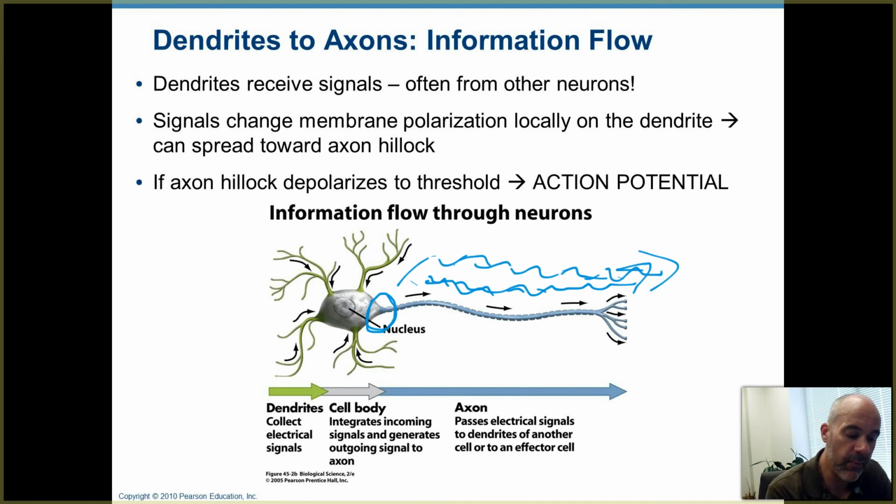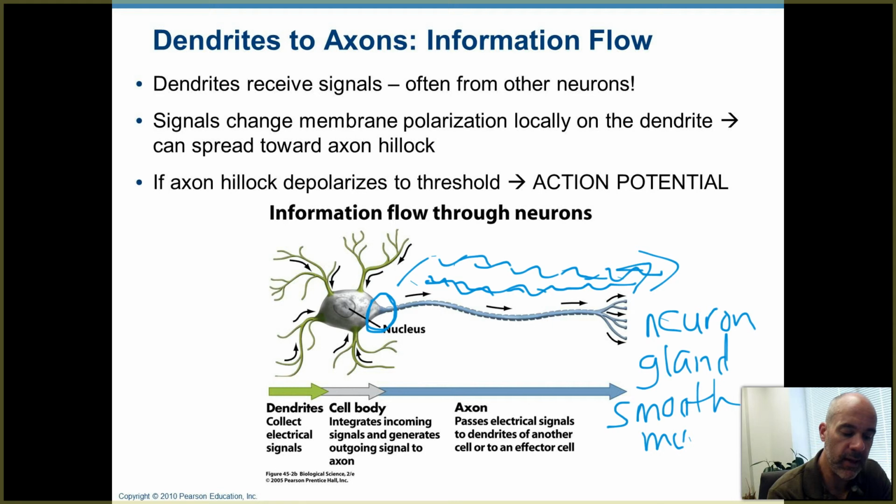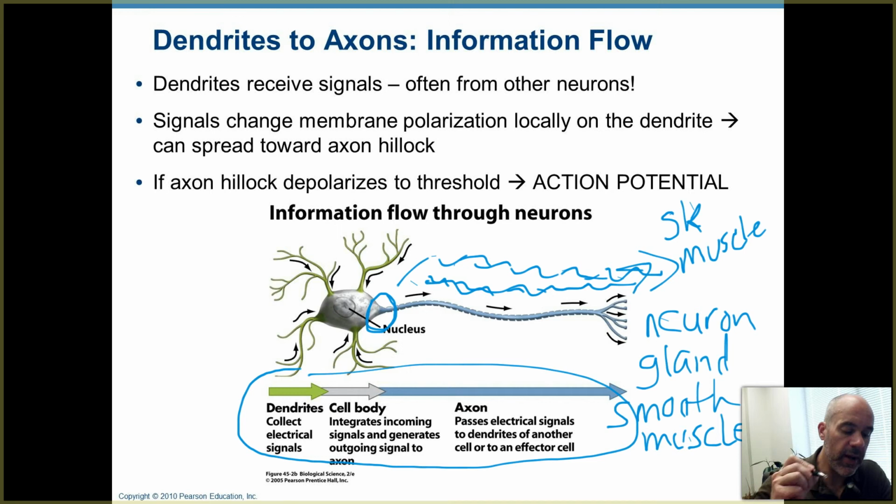And then this neuron might be forming synapses over here with another neuron, or it could be a gland, depending on the type of neuron. It might be smooth muscle that's present in the wall of a hollow organ, like your heart or the stomach or the large intestine, or it could be a motor neuron that's controlling skeletal muscle, just like we talked about back during Unit 4. Neurons control many other types of things.